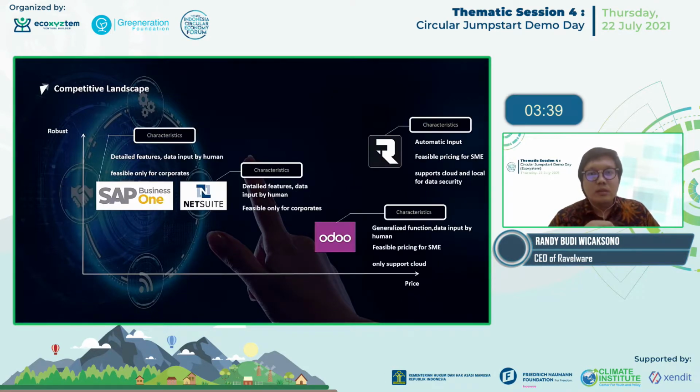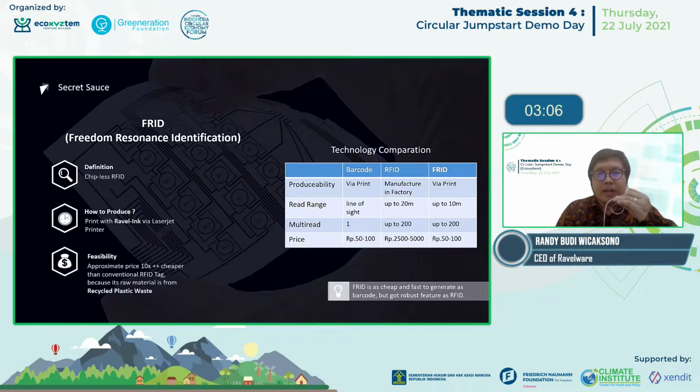So, what makes our product different from the others? While other ERP providers only think about corporate solutions, we also think about adoption for SMEs. Of course, there's also another company who thinks similarly, like Odoo. However, their data input is done manually by humans, but we are different. Our data input is done automatically by our very own technology. Its name is RFID.